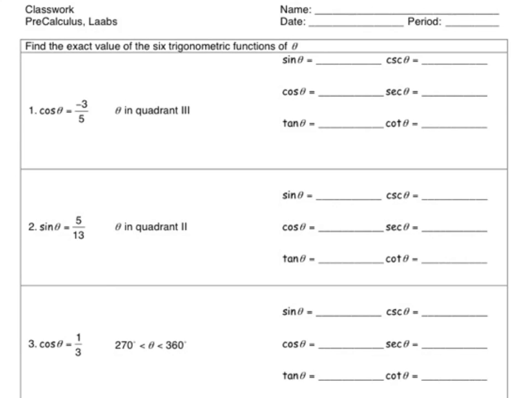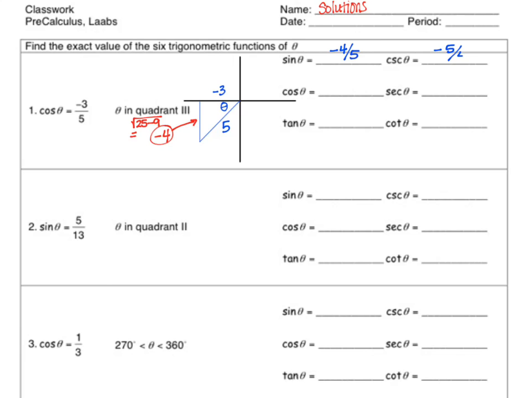Okay, these are the solutions for the classwork handout that I gave last Thursday for those of you who want to look at it before the quiz tomorrow. In these first problems, you're to figure out the quadrant and then draw the triangle in that quadrant, and that'll help you with your negatives and positives for your x's and y's.